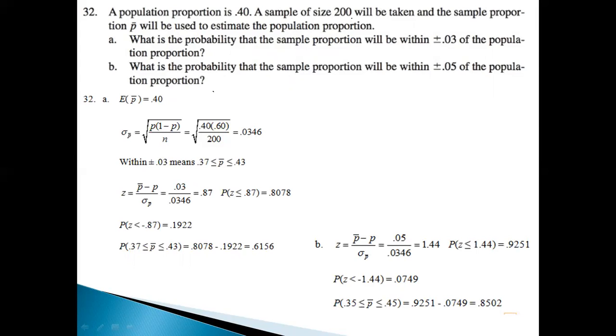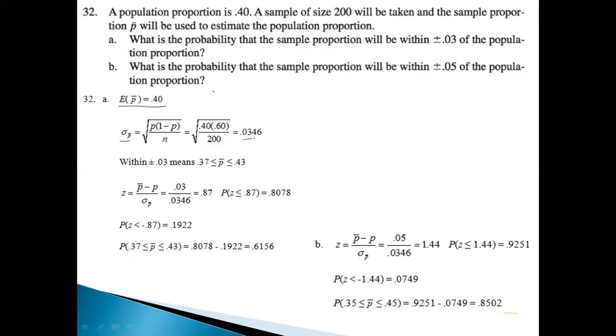Well, what do we know? Like I said, we know the population proportion is 0.40, so that's going to give us this. We had a sample size of 200, and so we can just plug everything we know into the sigma sub p, so the 0.41 minus 0.4 over 200.